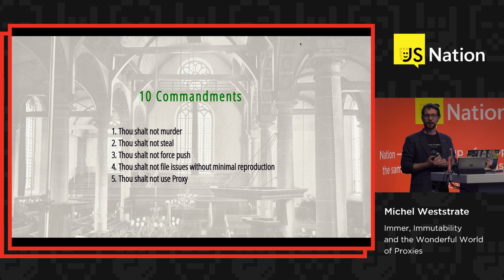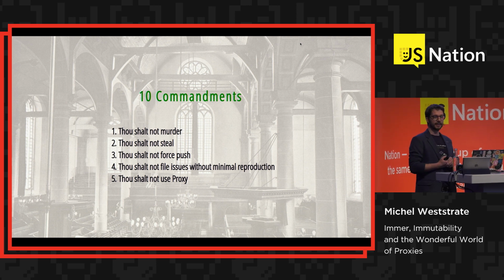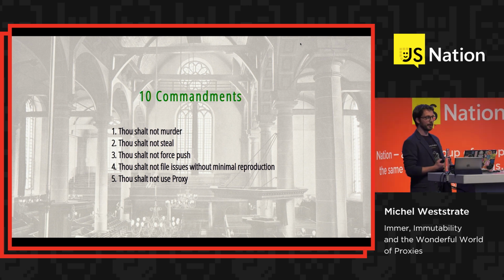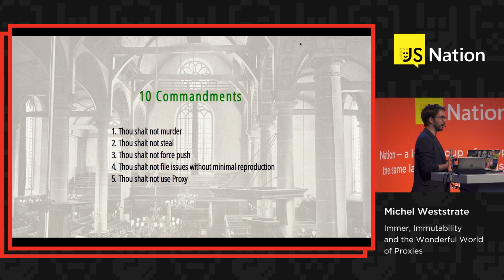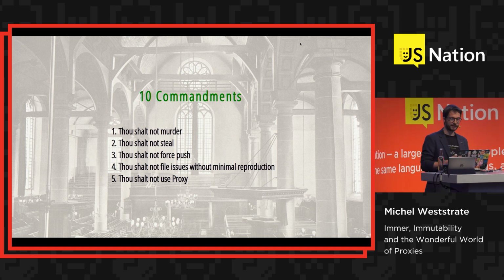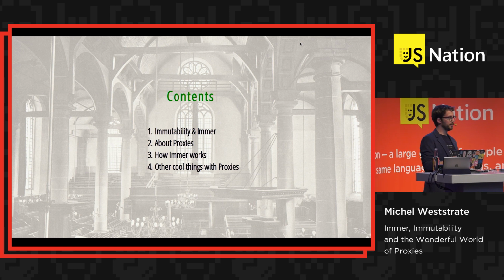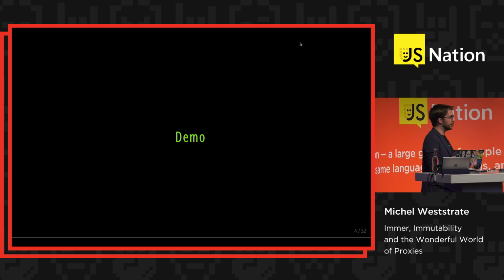And this is the thing we're going to think about this afternoon, about not using proxies. How are we going to do that? By talking about proxies and how awesome they are, and then we are going to conclude that you shouldn't be using them. So first we're going to talk a little bit about Immer and immutability, and then we're going to dive a little bit deeper on how this all works. So what is Immer all about? Let's go to a quick demo.